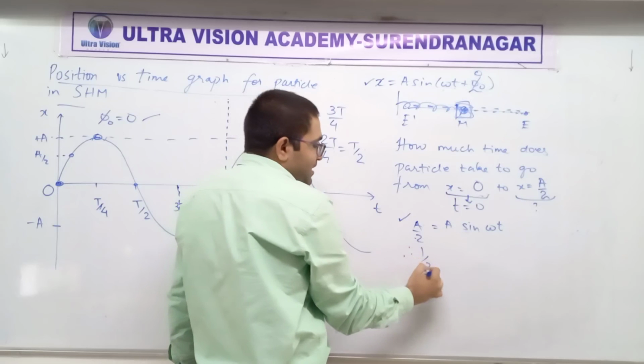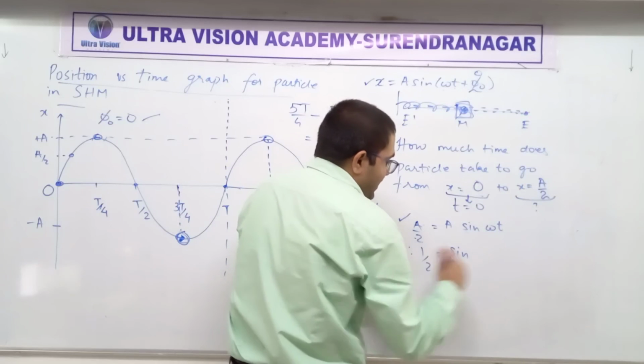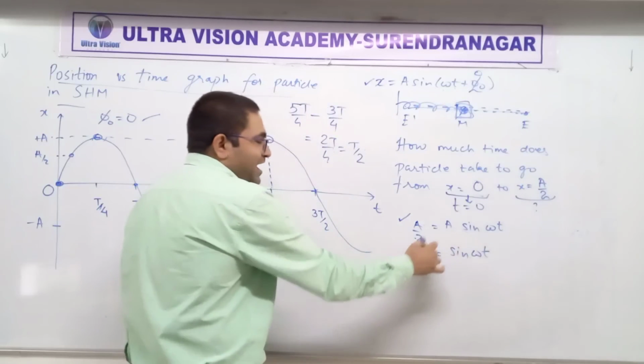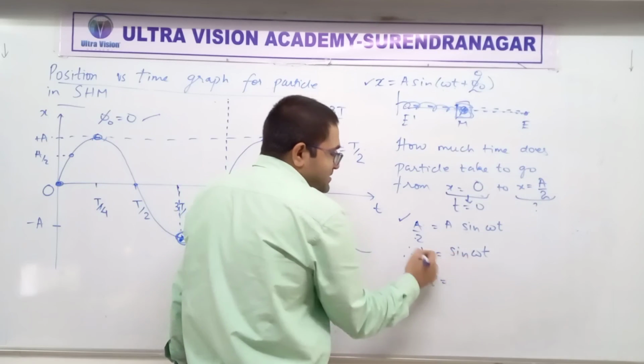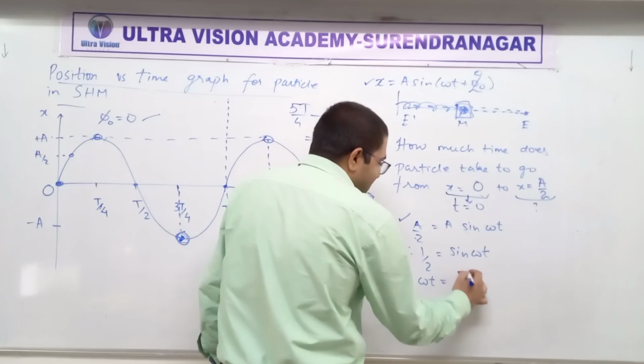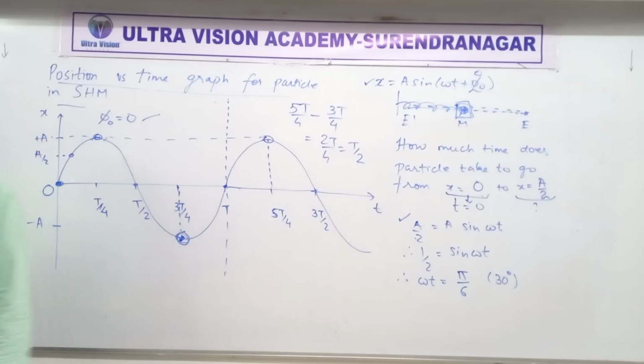Now let's cancel things. So 1 by 2 equal to sine omega t. So half is sine omega t. So what is omega t? Which angle's sine gives you half? 0, 30, 45, 60, 90, 170, 200. Which one? Which angle's sine gives you half? Trigonometry, remember the values and come tomorrow. Which angle's sine is half? 30 degree. Very good. So 30 degree in radian is pi by 6. Clear?